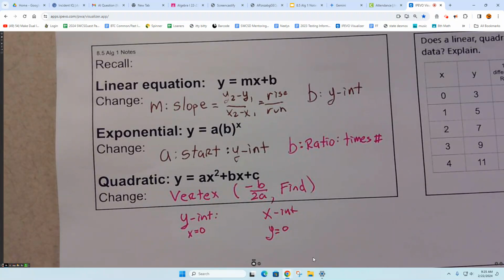When's our unit test for this? Soon. This is our last section. So I think it'll be next week Wednesday.